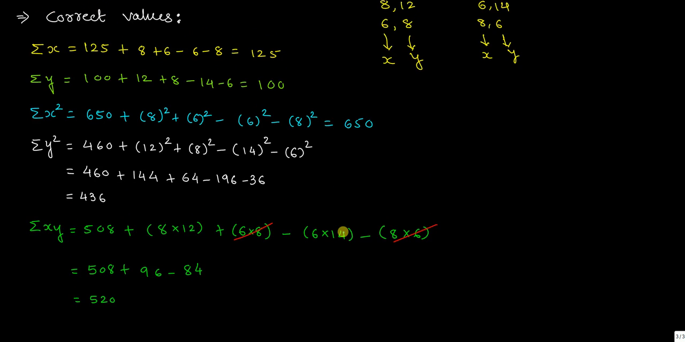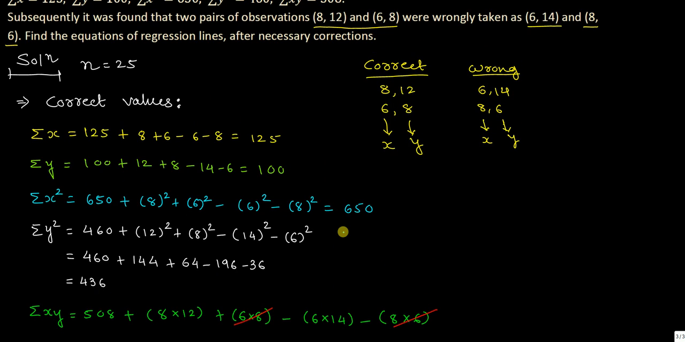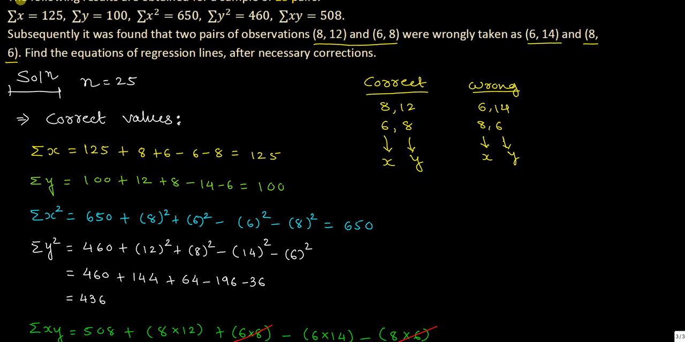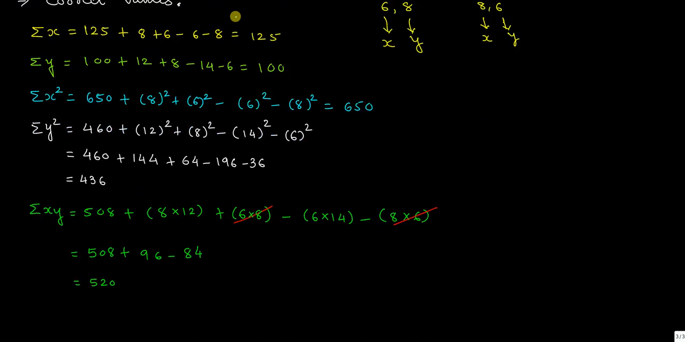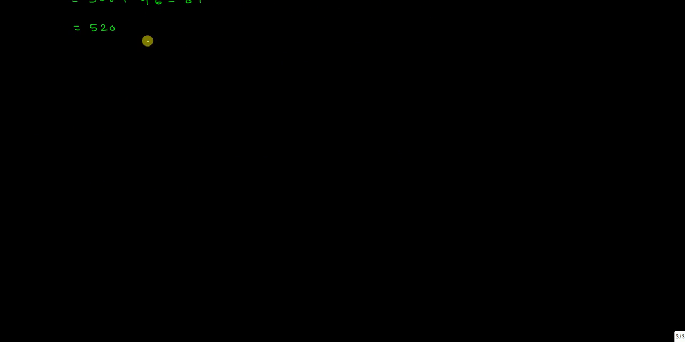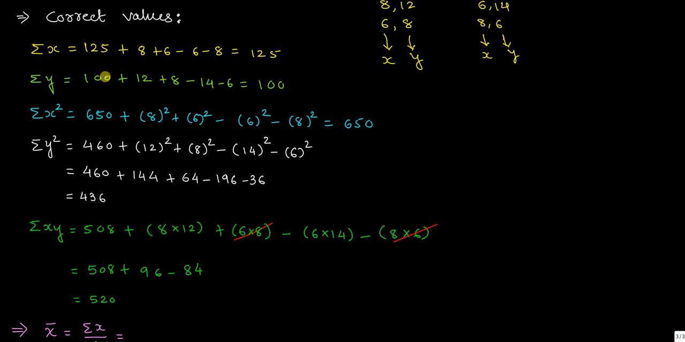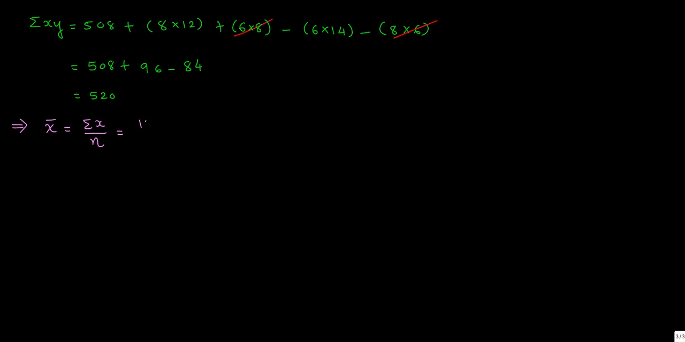Okay. So here we find out the correct values of all sigma x, sigma y, x square, y square, and xy. N is equals to 25. Okay. Now we have to find two regression lines. So first, in order to find two regression lines, we need values of x bar and y bar. Find out x bar. X bar equal to sigma x upon n. Okay. Sigma x correct value 125. 125 upon n is given by 25. So x bar is equals to 5.